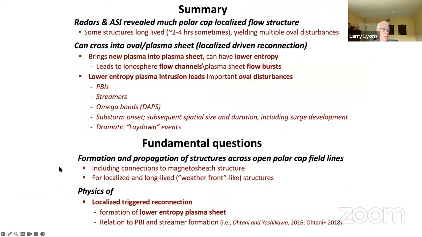And then as Tetsuo was talking about, what is the physics of this interaction of the flow channels at the auroral polar boundary, the localized reconnection, the azimuthal expansion, and how does it lead to PBI and streamer formation and to the reduced entropy in the plasma sheet?